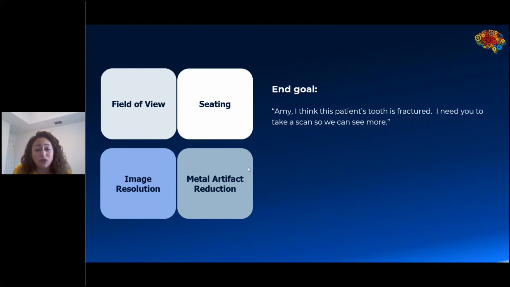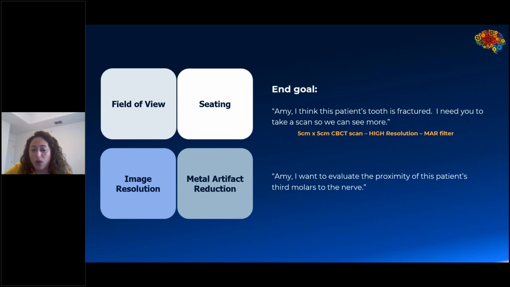So if you're searching for a fracture and you need a more in-depth look of that tooth, then your team should know we should take a small field of view scan, high resolution, apply a metal artifact reduction, just in case there are crowns or posts or implants around that tooth. So this way we can guarantee that we are going to see anything we can see.